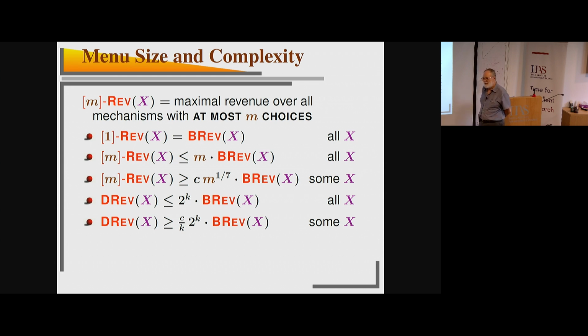The reason that BREV, DREV and SREV, all of those, are unsuccessful in getting a big proportion of the optimal revenue is because they are limited in how many options they can provide.